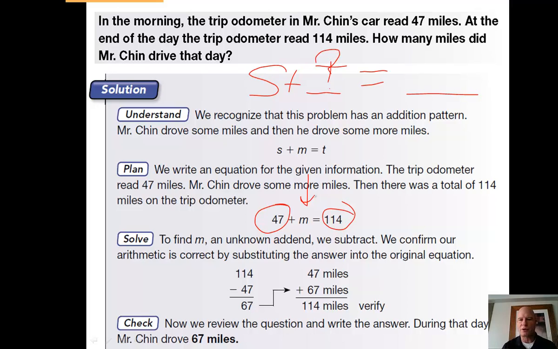To find M, the unknown addend, we subtract. We confirm our arithmetic is correct by substituting the answer into the original equation. So if we take the 114 miles here and we subtract the 47, then we can get our answer for M, which is 67. The way we confirm that is we add those two together, 47 and 67, to get the total 114. So our answer for this example is 67 miles.